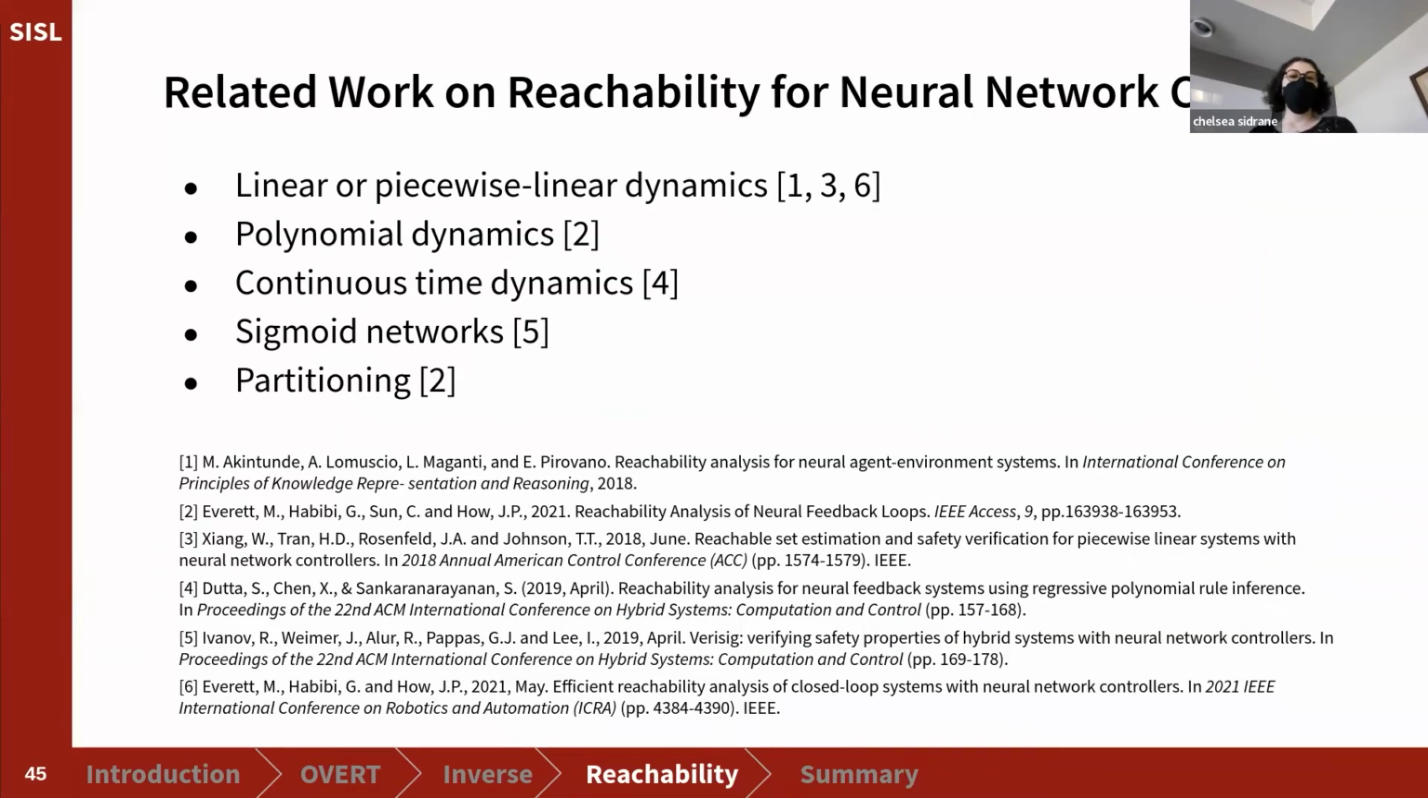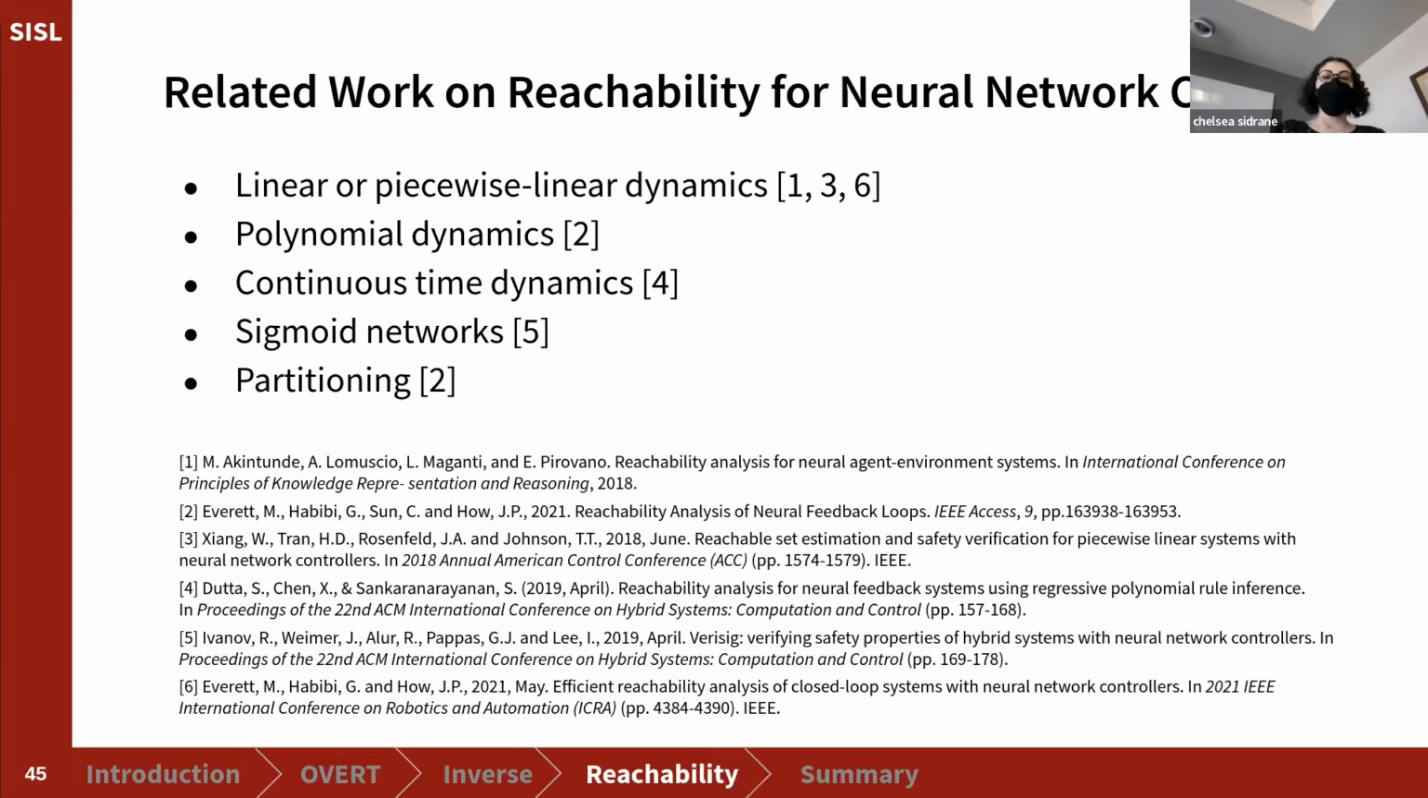Other researchers have explored reachability analysis for neural network control policies. So first, I'll discuss work that's adjacent, but solves slightly different problems than what we focus on. The first category of work focuses on linear or piecewise linear system dynamics, which can't treat the smooth nonlinear systems we're interested in. The second adds the ability to analyze systems with polynomial terms in the dynamics, but we'd like to be able to handle a broader class of nonlinear functions. The third focuses on continuous time dynamical systems, which are fundamentally different than the discrete time systems that we focus on.